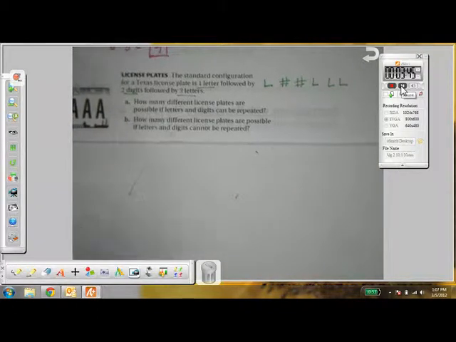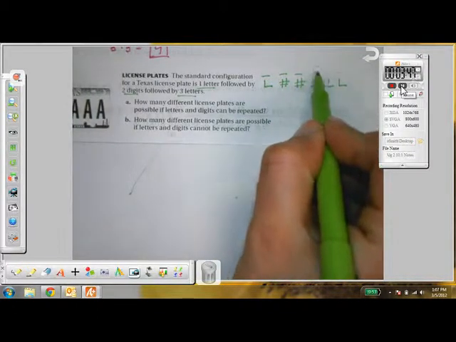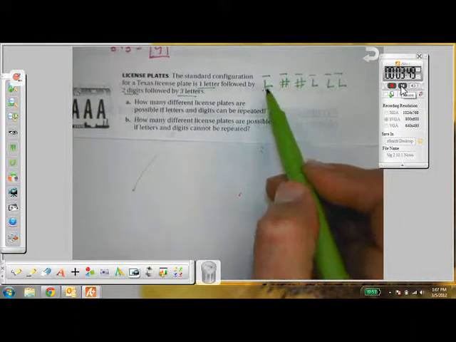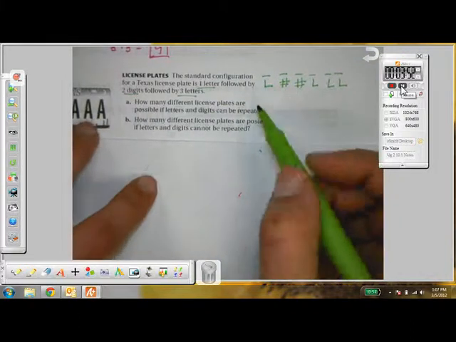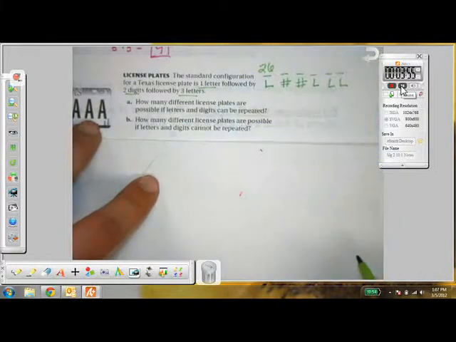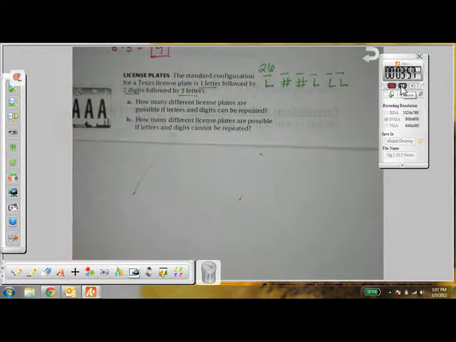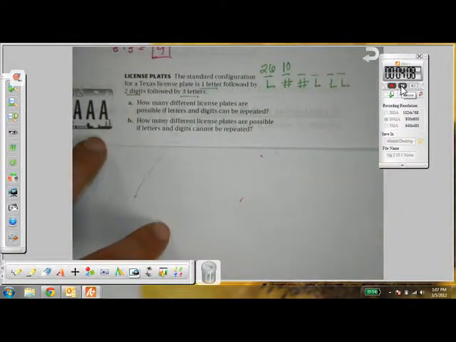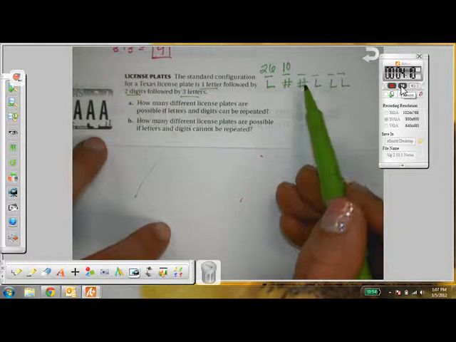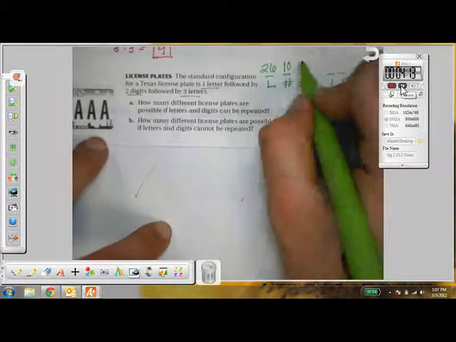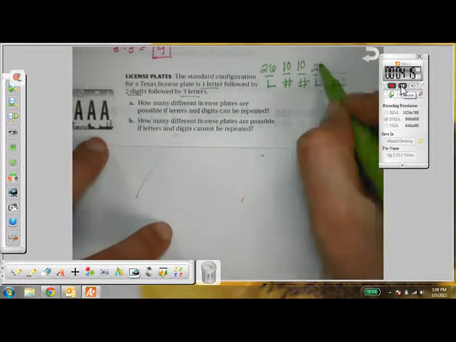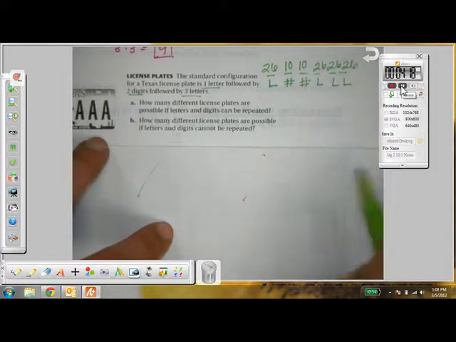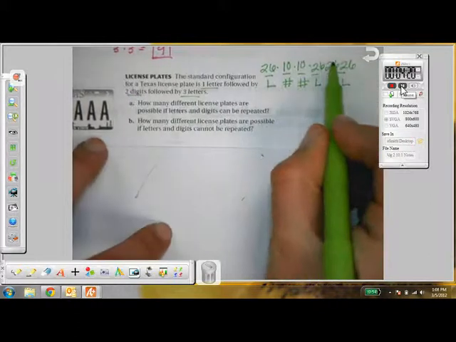Okay. So let's think about how many different options we have here. How many letters do I have to choose from? 26. How many different digits do I have to choose from? 10, right? I have 0, 1, 2, 3, 4, 5, 6, 7, 8, 9. So there are 10 digits that I can choose from. If I can repeat, how many digits are there to choose from for the second number? 10. Also 10. How about letters? 26, 26, and 26. So what do you think we're going to do with all of these? We're going to multiply all of these together.